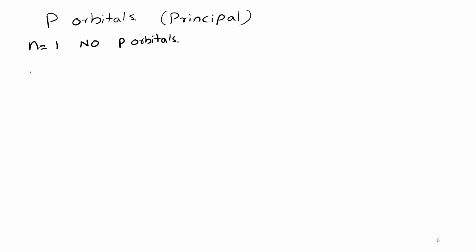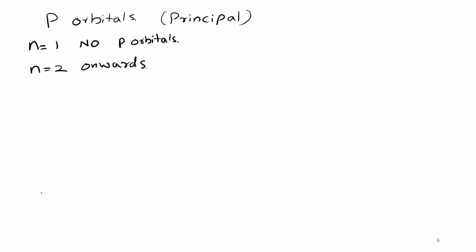So the next type of orbital we are going to look into is the p orbital. P stands for principal. This orbital type is found in n levels beyond 1. So that means in n equals 1, there are no p orbitals. n equals 2 and onwards, you will find p orbitals.